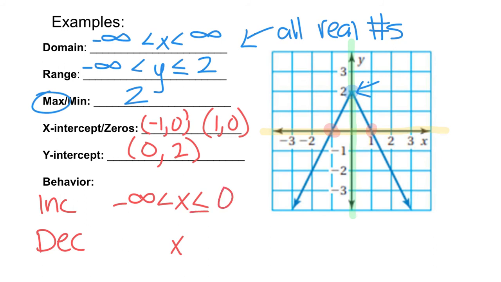And then it begins decreasing after that. So it starts decreasing at 0, and it stops decreasing never. So it continues to decrease infinitely. So to infinity there.